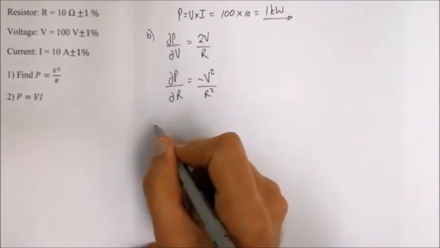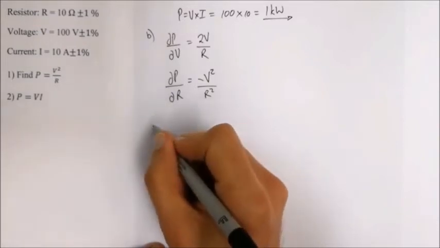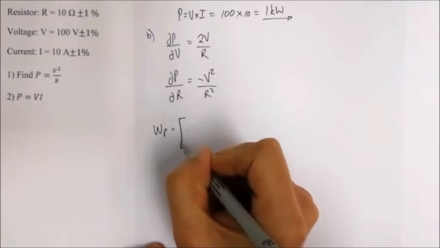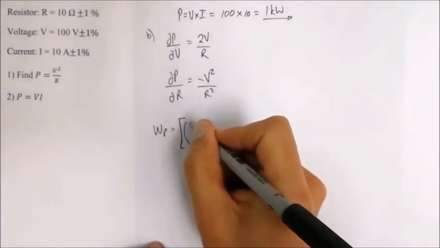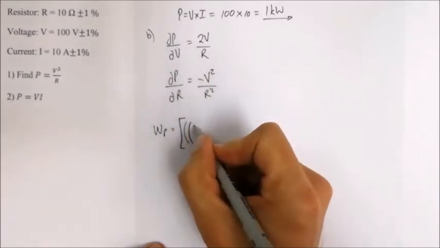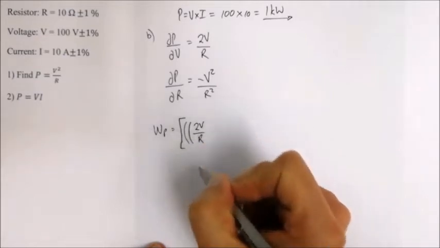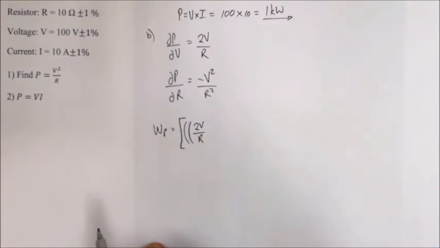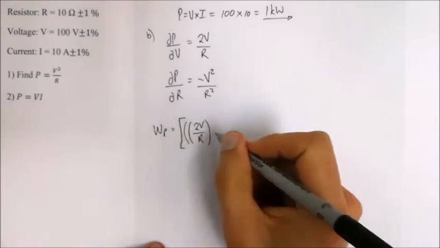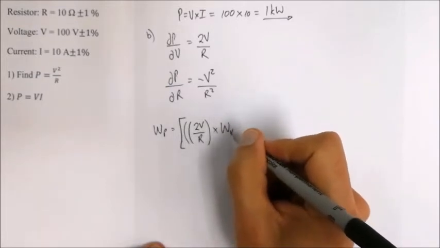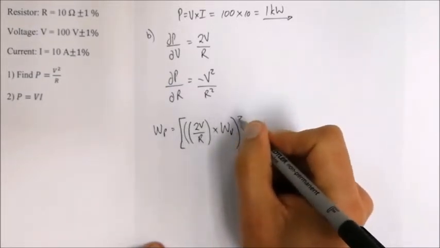So in this case it will be WP, which is equal to, so dP dV is equal to 2V over R. I'm doing this all in terms of variables. I haven't done any calculations over here to get values, which is also fine if we do it that way. Multiply by the weighting factor of V. Okay, and we've got to square that.